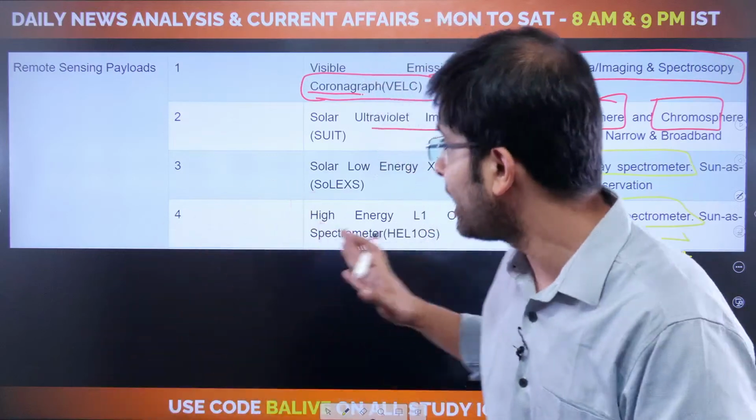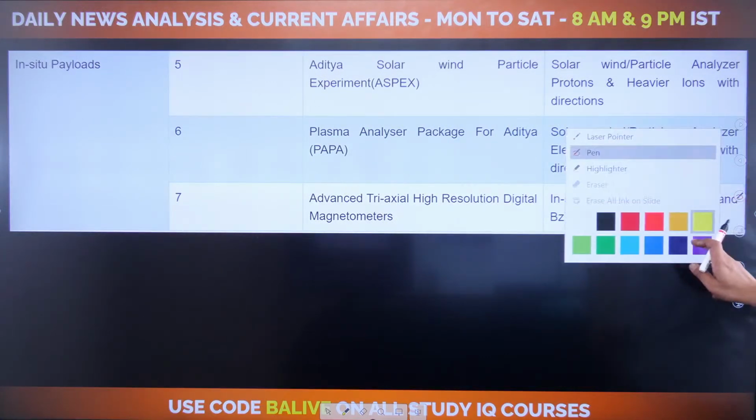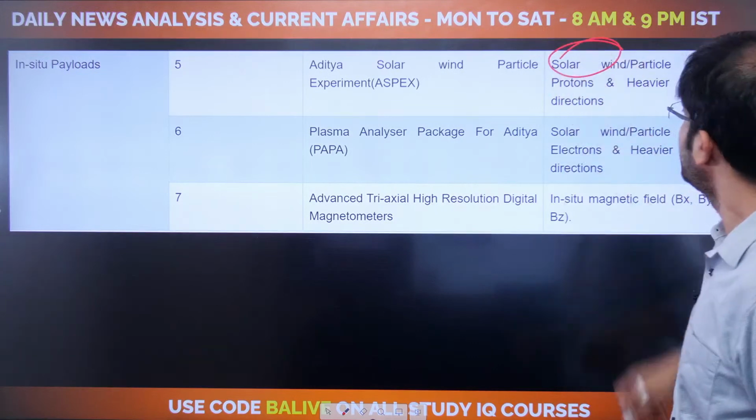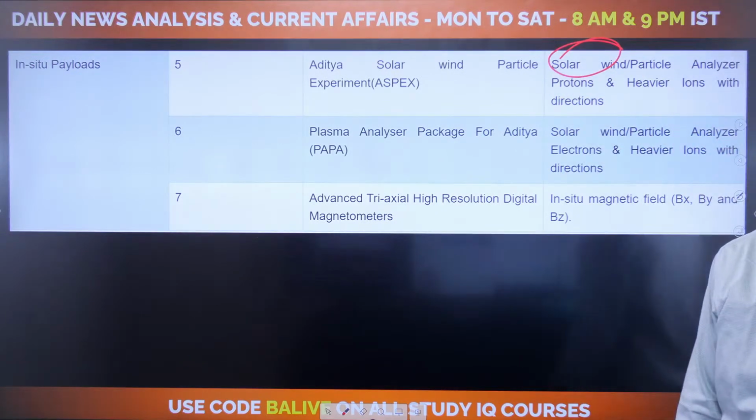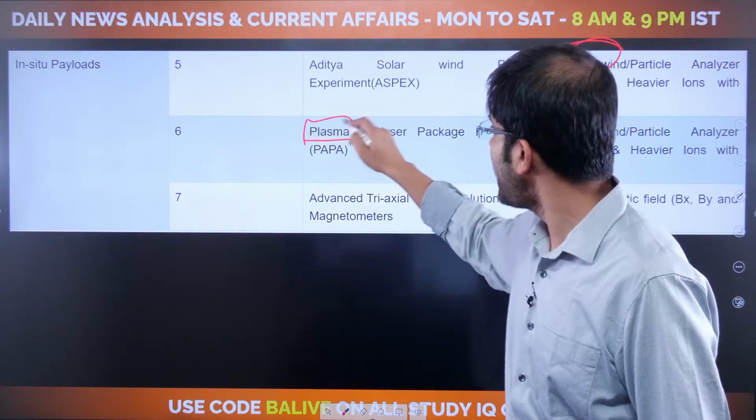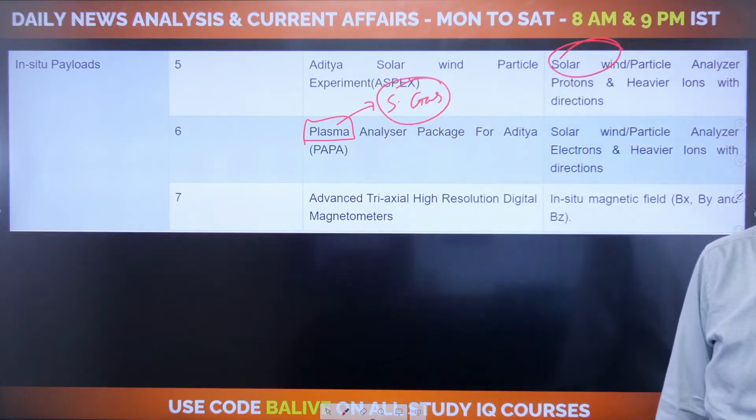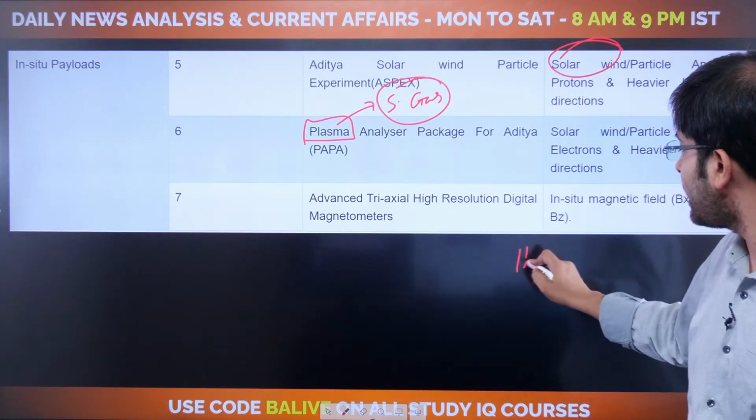Which is why L1 is being used by ISRO. Now look at the other payloads. Aditya Solar wind Particle Experiment, where we are going to study solar wind. We just discussed what solar wind is. Clear? We are looking at a plasma analyzer. What is plasma? Supercharged gas. We are also going to study the gas concentrations. What are the gases you're looking at? Hydrogen and helium.